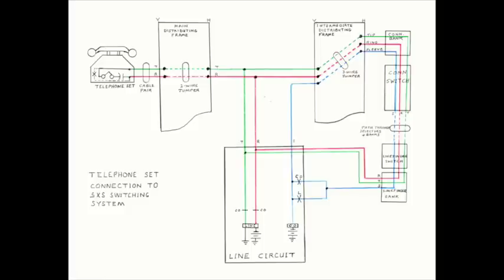The distributing frames don't contain any switching equipment. They are termination points for cables from central office equipment and from outside plant cable pairs. They provide an accessible place for flexible cable-to-cable interconnections to be made.